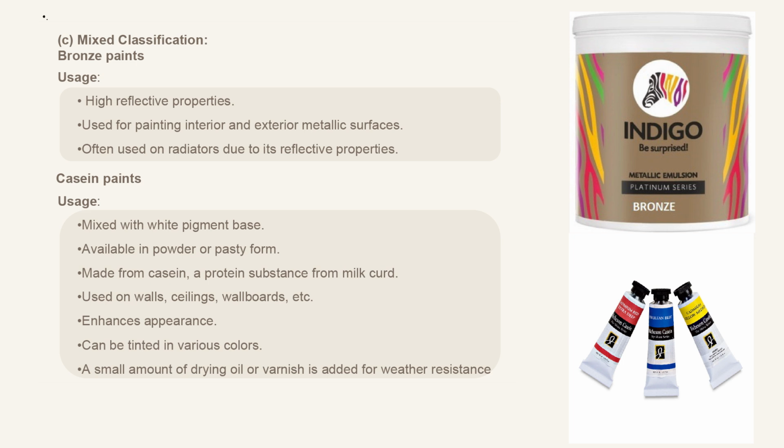Take a look at the historic buildings and schools that often use casein paints. These paints were popular in early 20th century schools and public buildings for their durability and easy application.